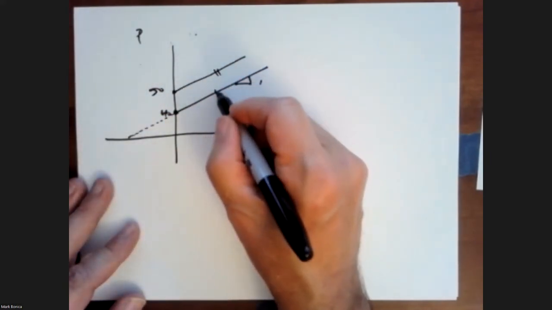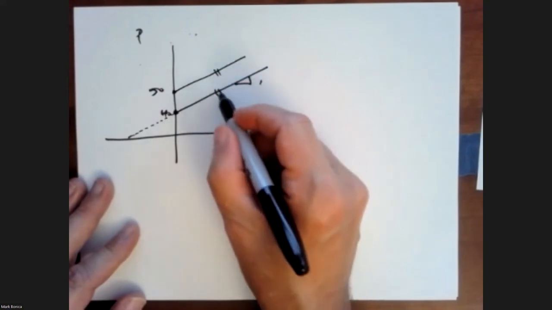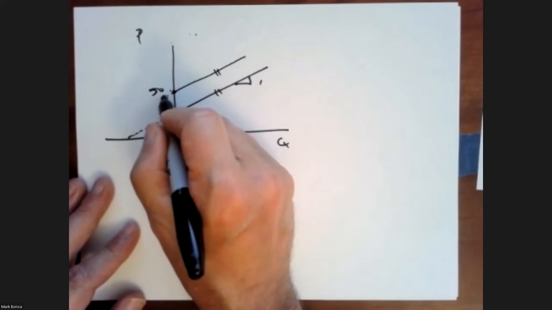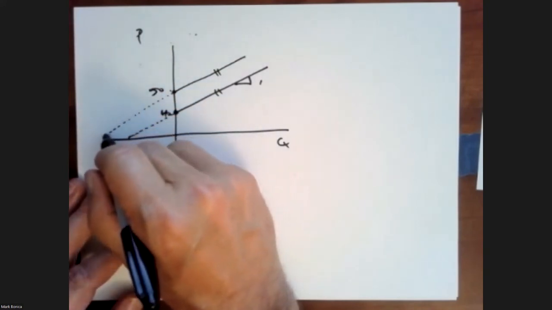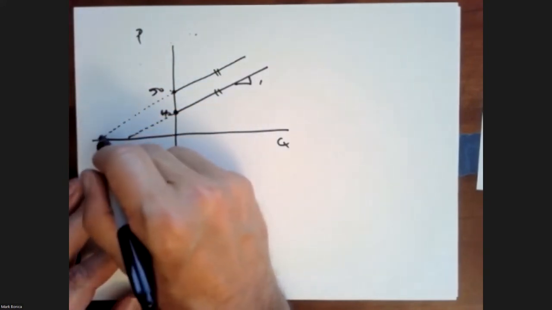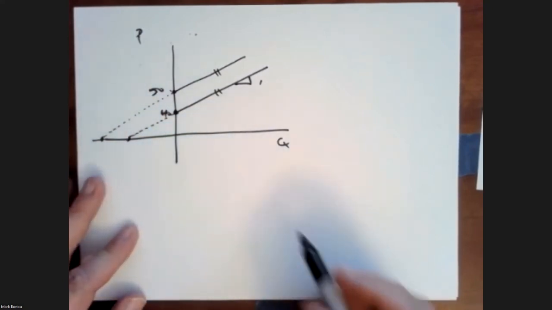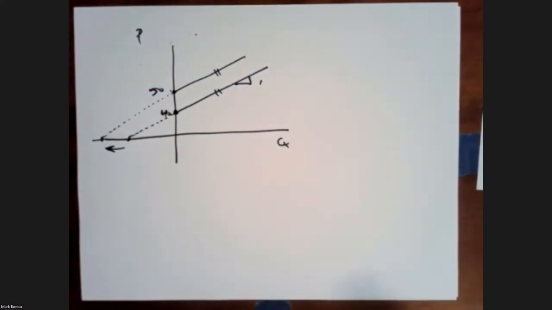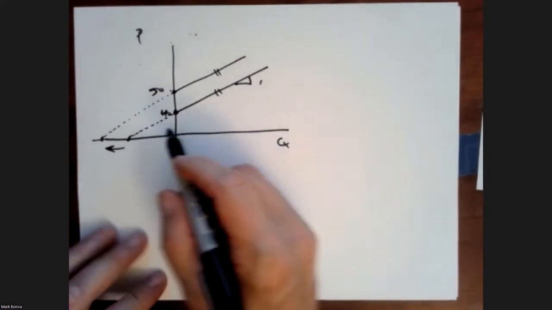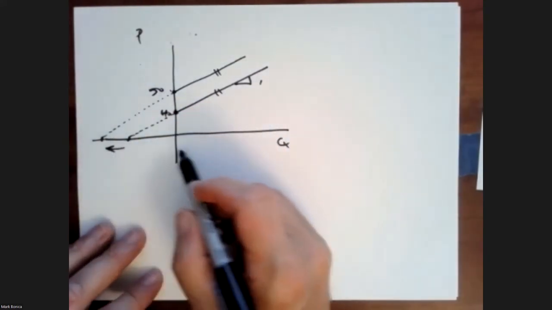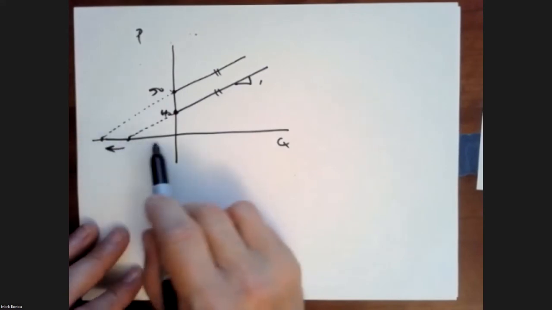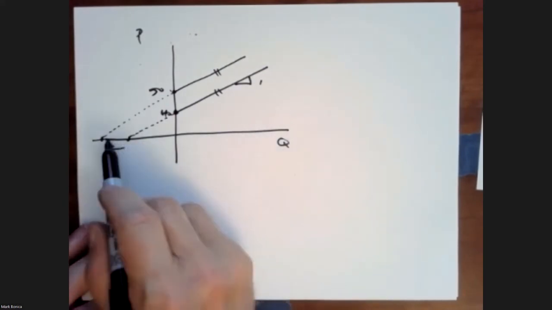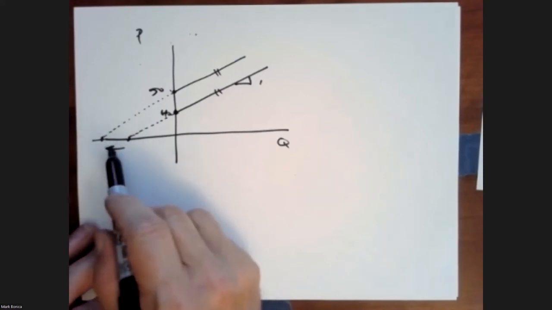So this line and this line are parallel, right? That double tick mark means these two lines are parallel. I could extrapolate the line back, and the x-intercept, or q-intercept, is a left shift. And that's what I mean when I say a left shift: the x-intercept, or in this case the q-intercept, has moved to the left.